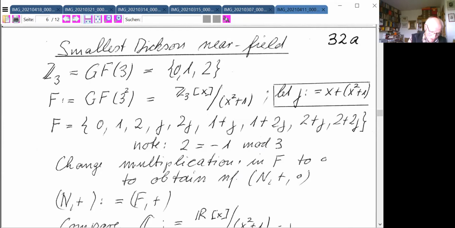I do not want to mix up this element x plus this ideal, and I call this J, not I. And so F has the elements 1, 0, 1, 2, J, and 2J. 2J is the same as minus J. 1 plus J, 1 plus 2J, which is, so to say, the complex conjugate to 1 plus J, and then 2 plus J, 2 plus 2J.